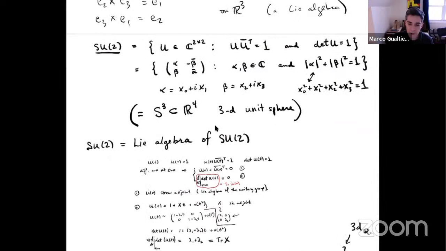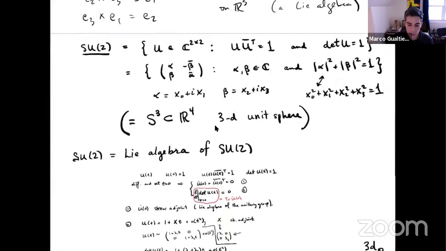Okay, now on the other hand, we have SU2. A matrix in SU2 looks like this: alpha, beta, and then the conjugates of beta and alpha are in the second column. This comes from the fact that U transpose bar is equal to the identity. And the determinant has got to be 1 if you want it to be in SU2.